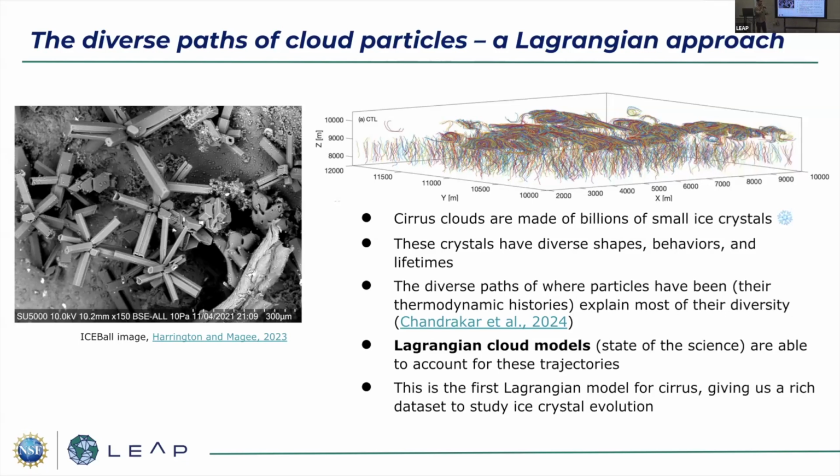This is the first Lagrangian cloud model for cirrus, paired with a large eddy simulation for driving the dynamics forward. And this is a really rich data set of a ton of particle trajectories for us to study ice crystal evolution. Problem is, that's a lot of trajectories. So we're interested in seeing if there's some sort of smaller amount of representative trajectories.